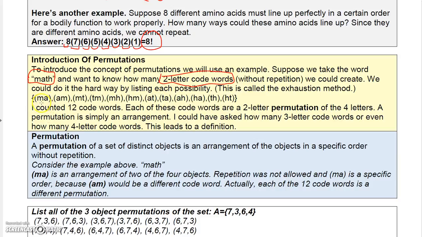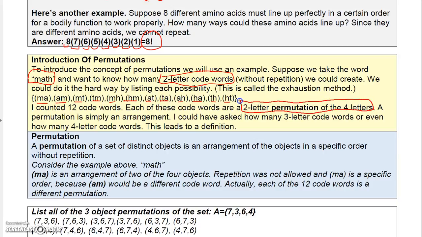Okay, so MA would be a 2-letter code word, but so would AM. MT and TM would be 2-letter code words. MH and HM would be 2-letter code words. AT and TA would be 2-letter code words. AH and HA would be 2-letter code words. And then finally TH and HT would be 2-letter code words. Well, I counted 12. Each of these code words is what we call a 2-letter permutation of the 4 letters.